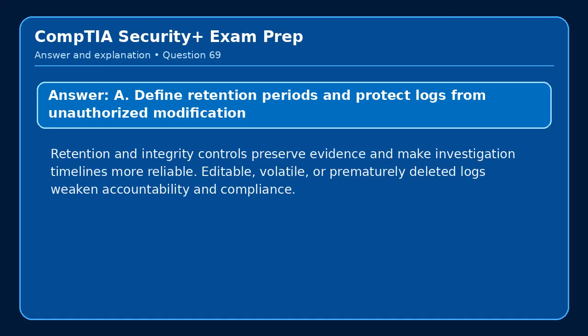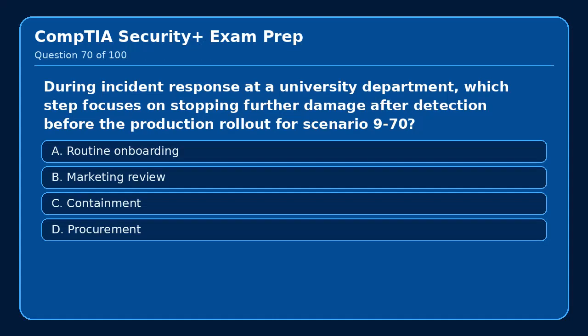Question 72. After restoring service, what should a remote sales group perform to prevent the same incident from recurring while updating the runbook for scenario 9-72? A. Root cause analysis. B. Cancel all future testing. C. Delete lessons learned notes. D. Ignore the original weakness. Take a moment to choose your answer.